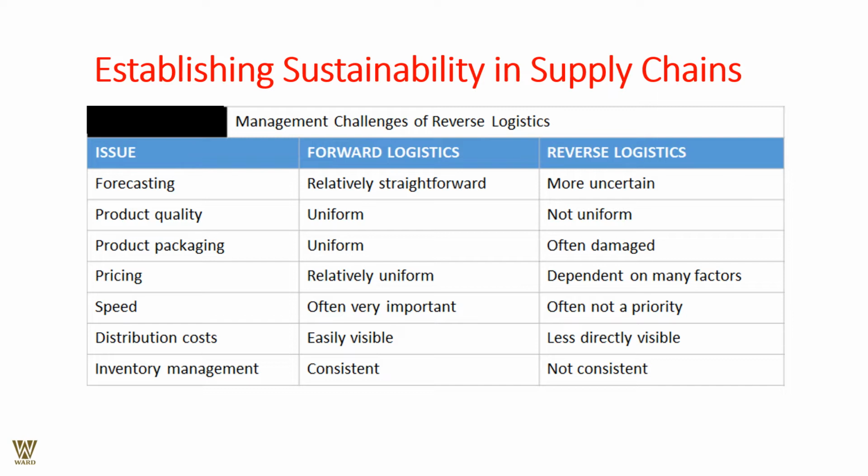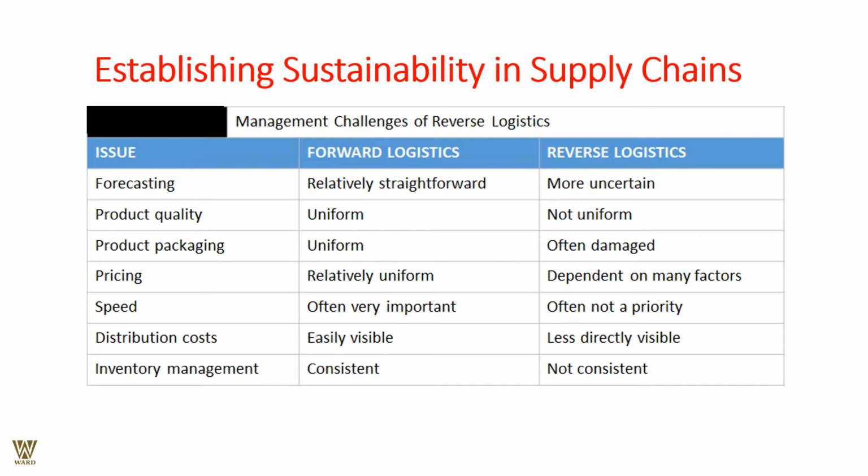Product quality is uniform in forward logistics, definitely yes. It is shipped from your sources. Reverse logistics is again not uniform. Let us think that it is only a defective product that we are going to return. Certain products can be 10% defective, certain can be 50% defective, certain can be absolutely defective altogether. We are not aware of what exactly is being shipped. Product packaging is again uniform because it starts from the source itself. In reverse logistics, it will often be damaged.